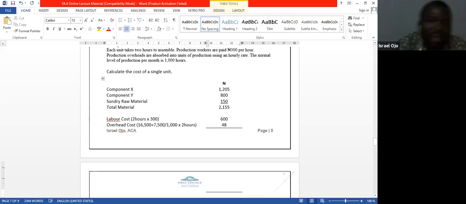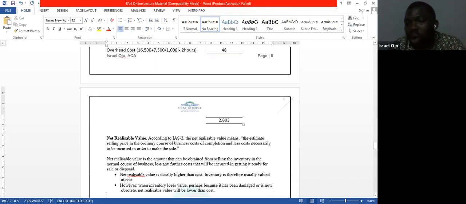So let's add 2155 plus 600 plus 48, which will give us a total sum of 2,803. So we are good to go. This means that we have been able to address the cost of our asset, 1 unit of the asset. So if we produce 10, it will be times 10. If we produce 20, it will be times 20.